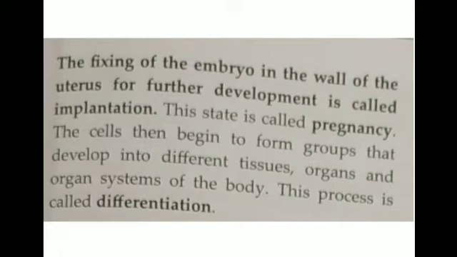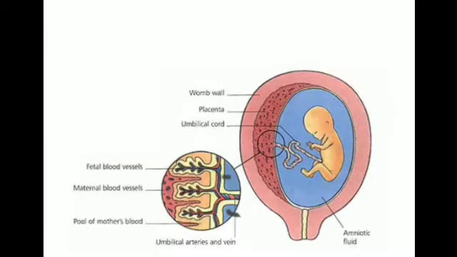Now the embryo is attached to the uterus by the placenta. You see this cord-like structure that is there. This is the placenta. This is how the embryo is attached to the uterus. This is the uterus, this is the embryo, and it is attached through the placenta. Is that clear? And the embryo is surrounded by a sac-like membrane filled with a fluid.